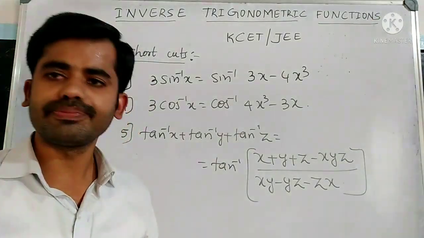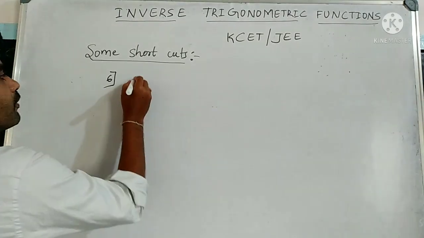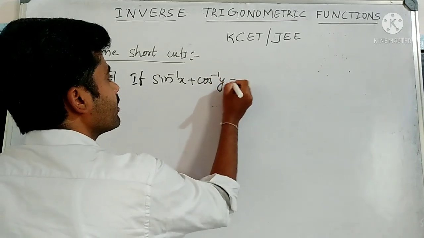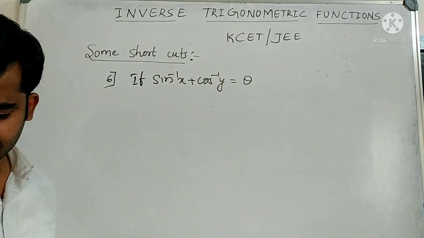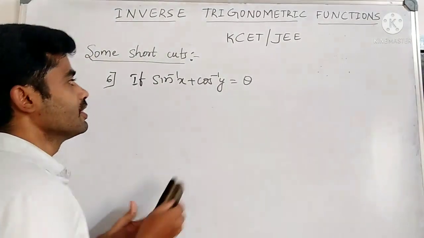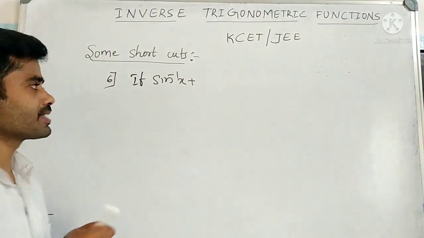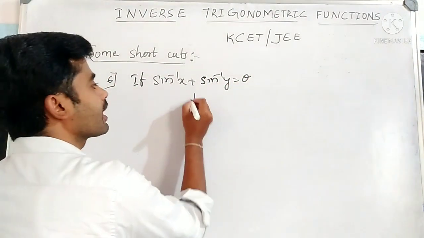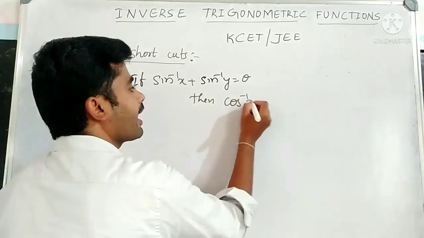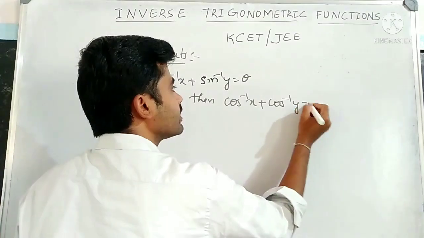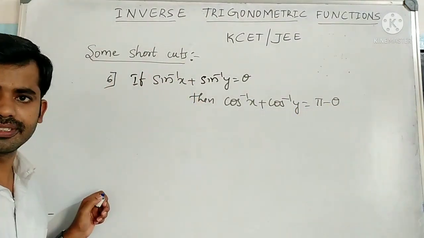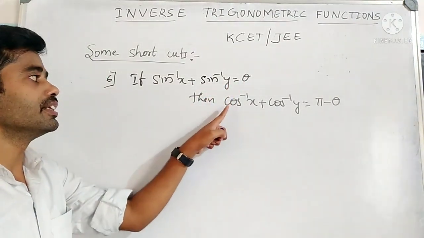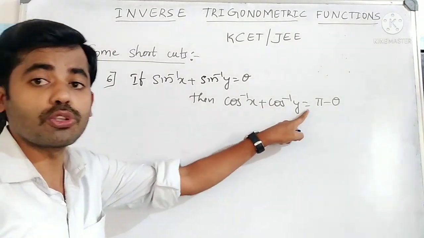Okay. Next one is that if sine inverse x plus sine inverse y is equal to theta, then we can write cos inverse x plus cos inverse y is equal to pi minus theta. This one we can write. If it is sine inverse x plus sine inverse y is equal to theta, then cos inverse x plus cos inverse y is equal to pi minus theta.